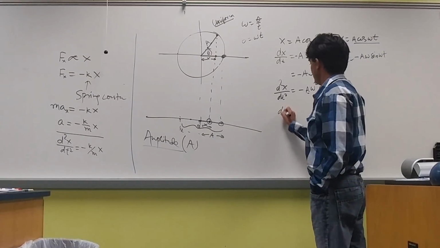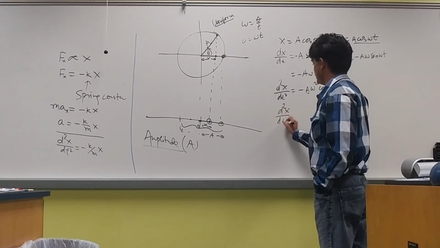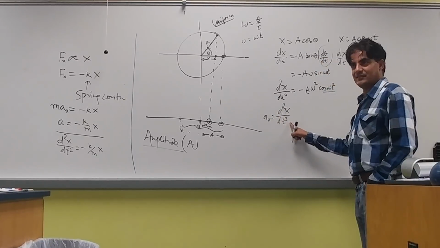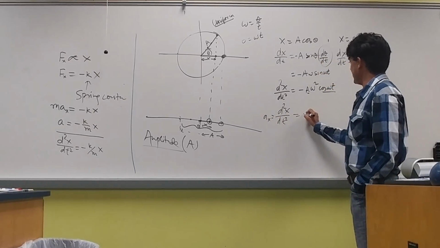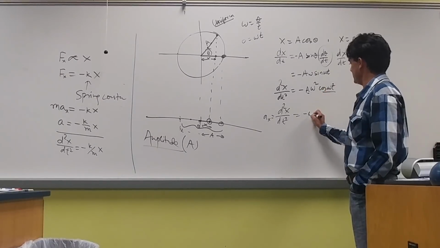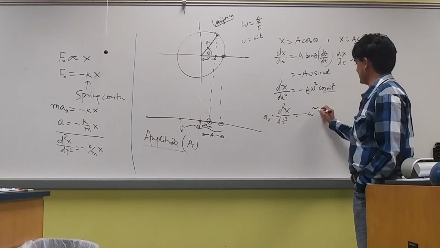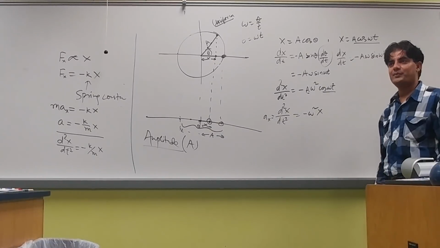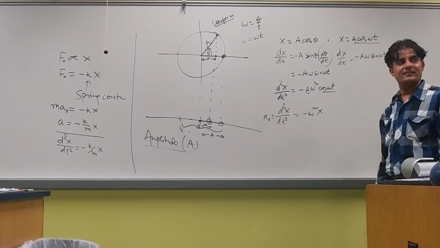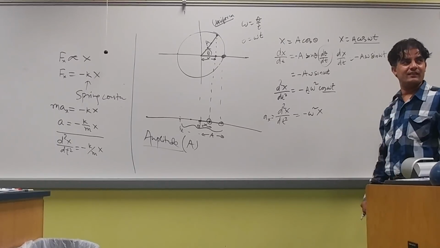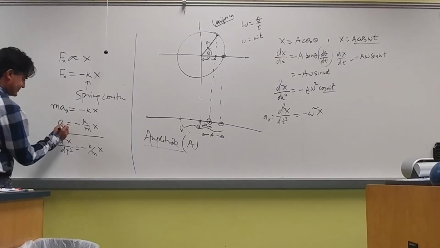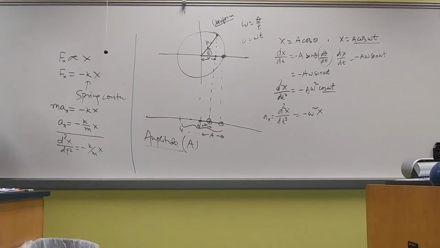So I can write d square x by dt square, which is basically minus omega square times x. This and this will make it x. Beautiful. Now look at that. What we got here is ax. Ax we got it this. That's why I didn't erase this one.